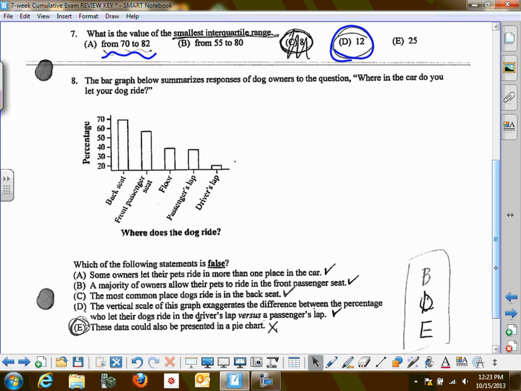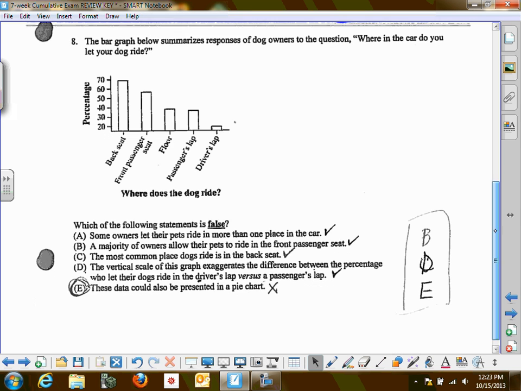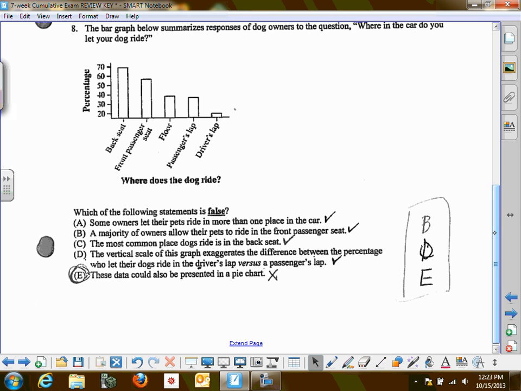And 8 is D. This one, the 10, cannot be represented in a pie chart. Why? Good, because if you total all of these up, it's greater than 100%. How could that happen? I want to know that. Okay, so an owner could pick more than one location that the dog rides, okay? So there you go.